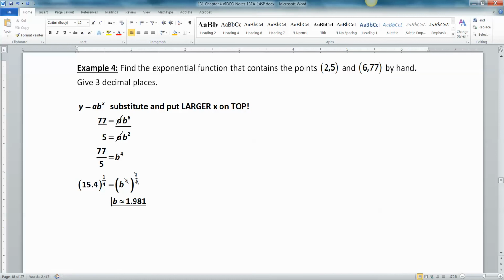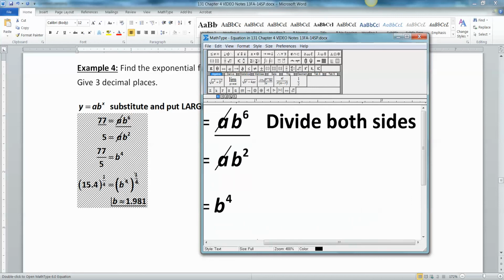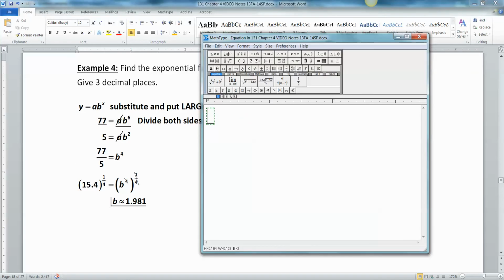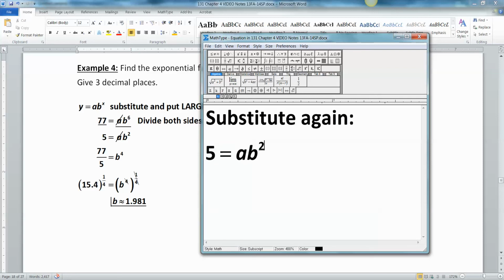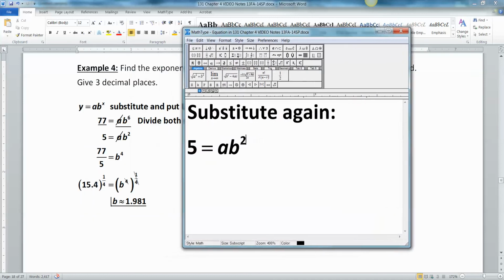Well, we could substitute, right? So we divided here. So we substitute and put the larger a on top. We divide both sides of the equation. So we did that. Now we're going to substitute again. All right, so let's see how that goes. I know it's 5 equals a b to the 2, right? I mean, there's our point, x and y, 2 and 5. You could also do this with 6 and 77, but I figured 2 and 5 are smaller numbers.